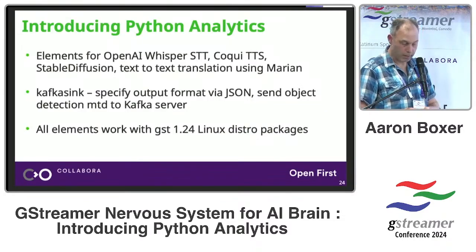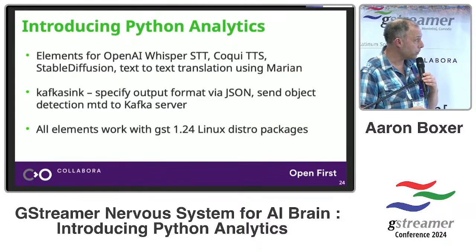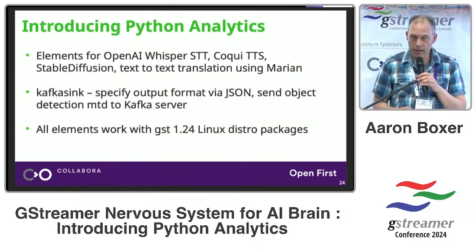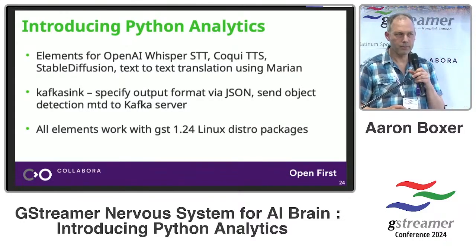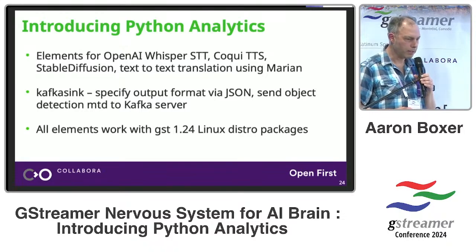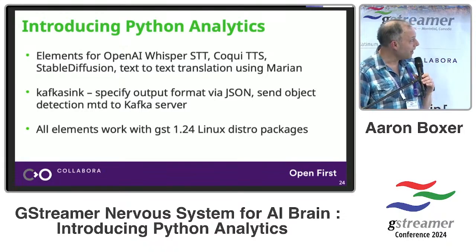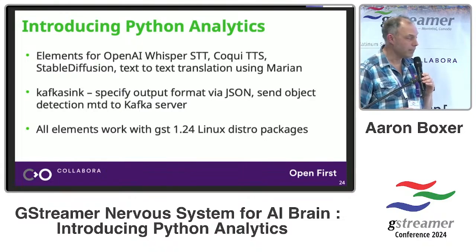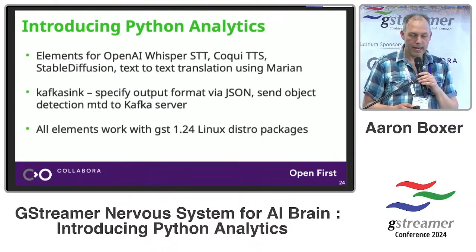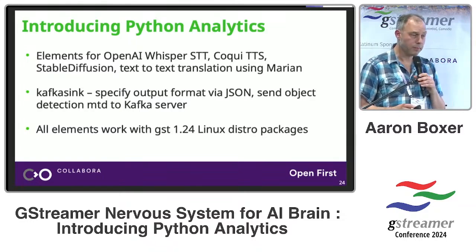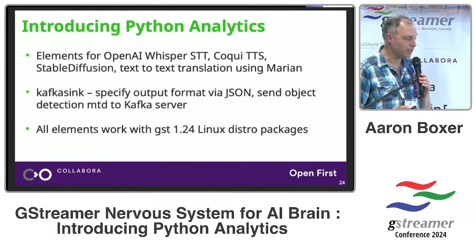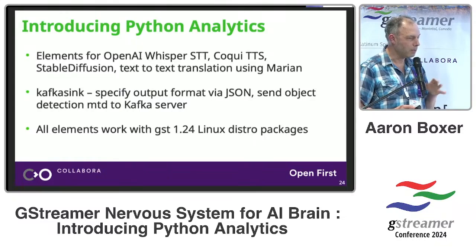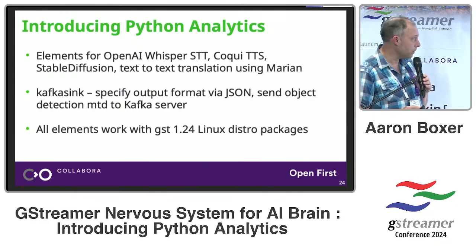We support OpenAI Whisper, which is a speech-to-text model. They released this under a permissive license when they were still open, and it's pretty good. There's Coqui TTS for text-to-speech. Coqui is a non-commercial license, and you have to purchase a commercial license, but the company behind Coqui has ceased to exist, so it's a bit tricky, but it's very good synthesis.